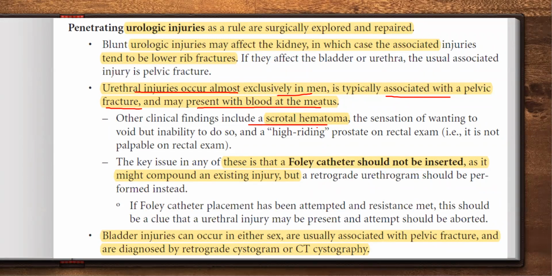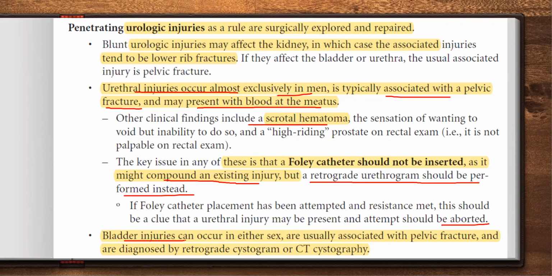Sometimes you can also get a scrotal hematoma. The key issue in any of these is that a Foley's catheter should not be inserted because it might compound an existing injury. But a retrograde urethrogram should be performed instead. Okay, so we are going to do a retrograde urethrogram. If Foley's catheter placement has been attempted and resistance met, this should be a clue that a urethral injury may be present and attempt should be aborted.